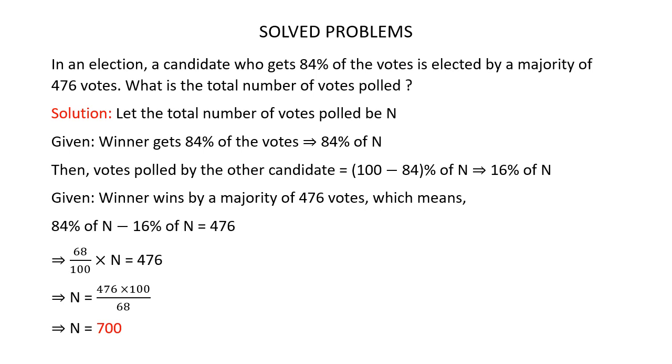84 minus 16 is 68. So 68% of N is equal to 476, or 68 divided by 100 multiplied by N is 476. On cross multiplication, we'll get N is equal to 476 multiplied by 100 divided by 68. On solving, we get N is equal to 700. So the total number of votes polled in the election is 700.